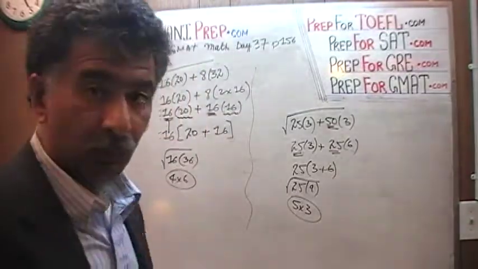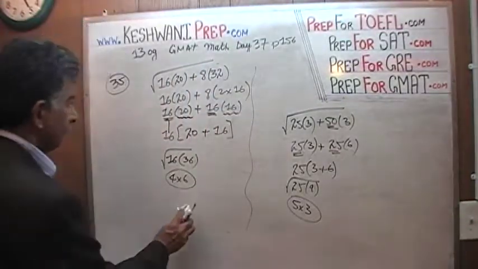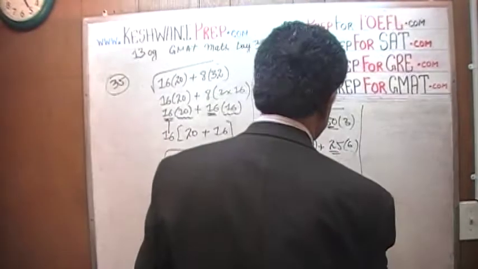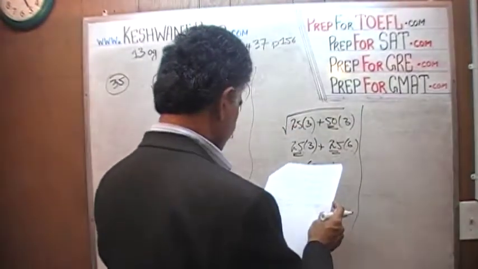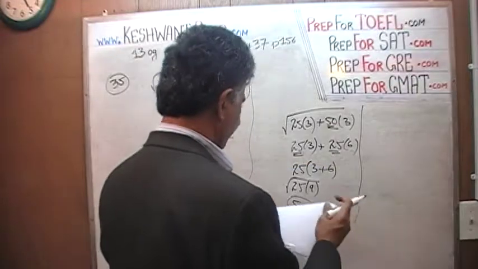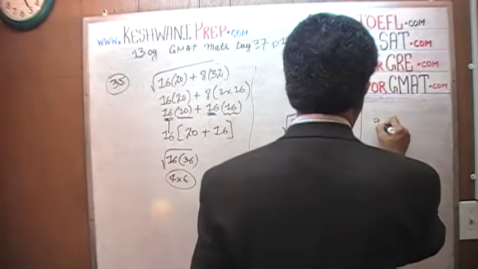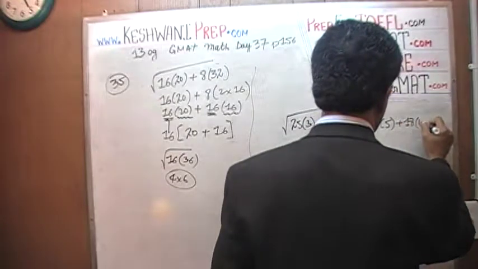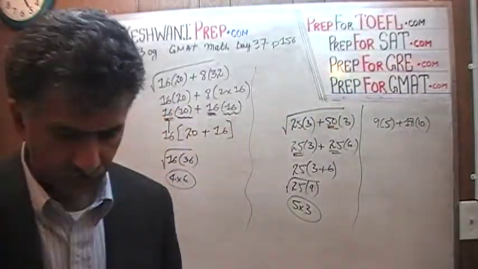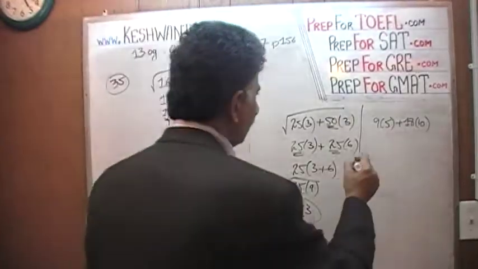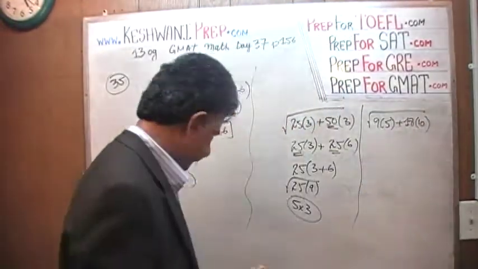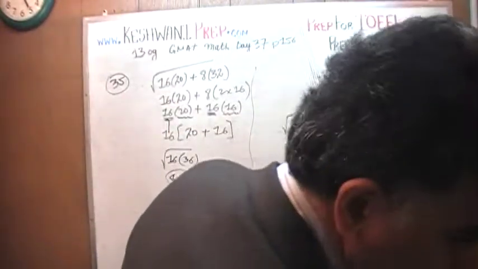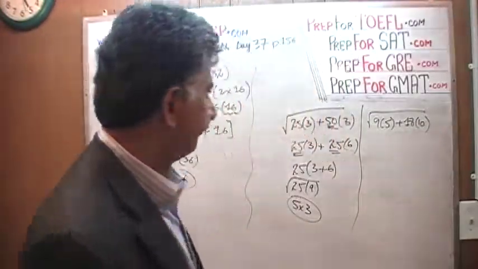Understand? Want to do one more? Let's do one more. Let's do it on this side here. Nine times 5 plus 18 times 10. Now this will be a good time for you to pause the video and do it yourself. Once you figure it out, then resume the video and see what happens. That will be a good thing to do.